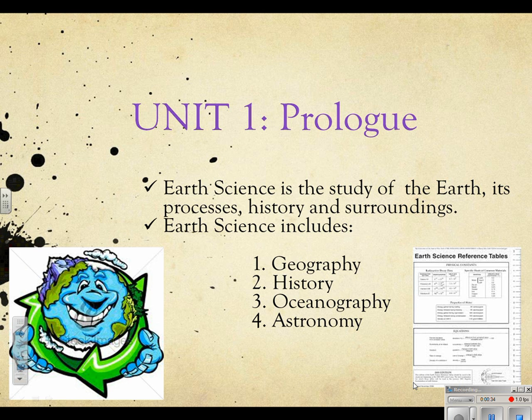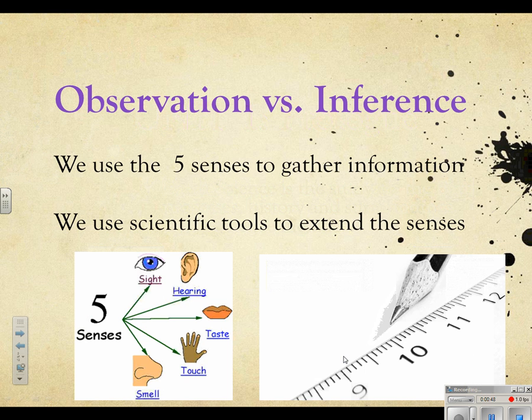The study is going to include things like geography, history, oceanography, and astronomy. Your best friend in this course is going to be your Earth Science reference table, which was your first homework assignment to make sure you got the QR code for that, and you should have something that looks just like this. And this is going to literally be your best friend to answer a lot of the questions and find a lot of information.